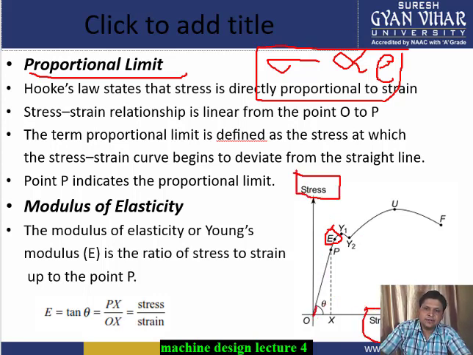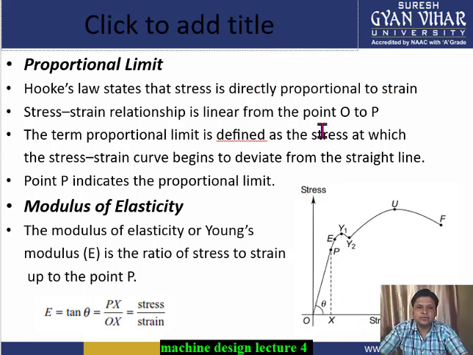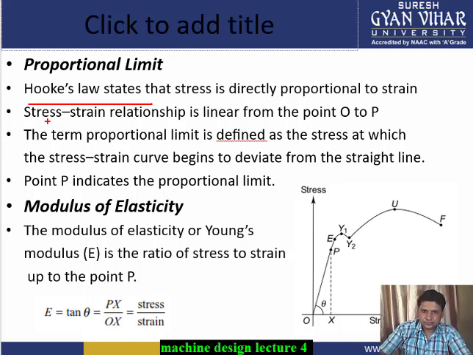Therefore, you get a straight line like this. Stress is directly proportional to strain within the elastic limit. This is known as Hooke's law. All right, and the stress strain relationship is linear from O to P. As you can see, from O to P, the stress strain relationship is linear.